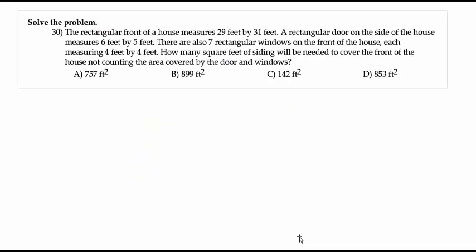So question number 30. The rectangular front of a house measures 29 feet by 31 feet. A rectangular door on the side of the house measures 6 by 5 feet, and then there are also 7 rectangular windows on the front of the house, each measuring 4 by 4. How many square feet of siding must be needed to cover the front of the house, not counting the area covered by the door and the windows?